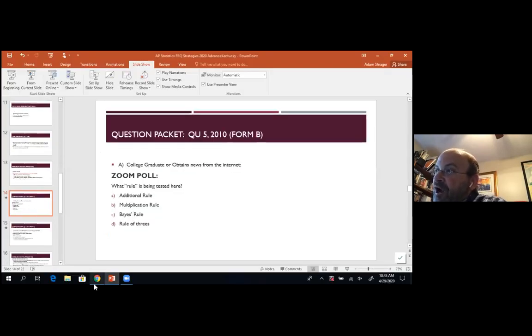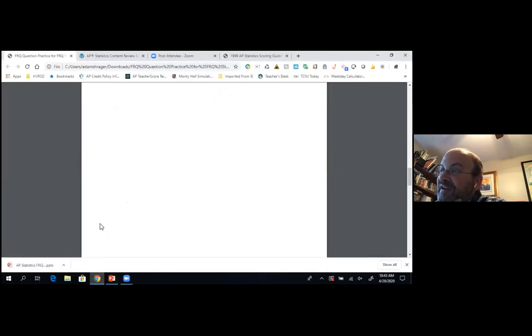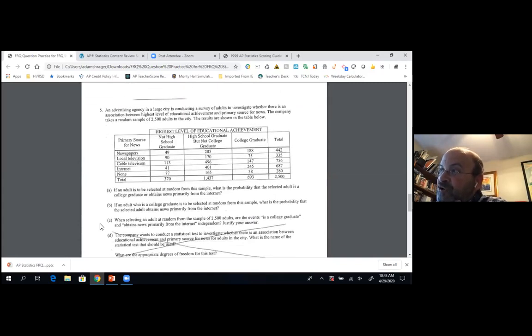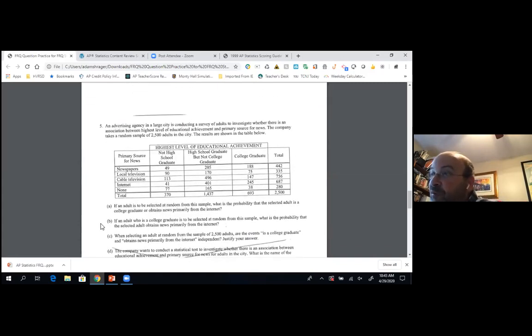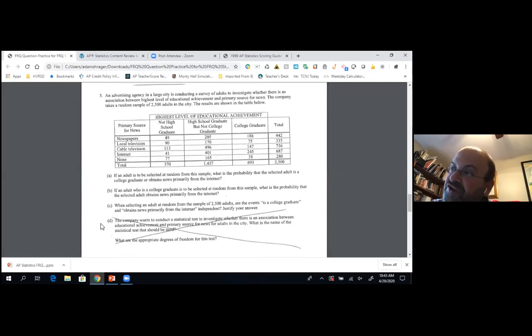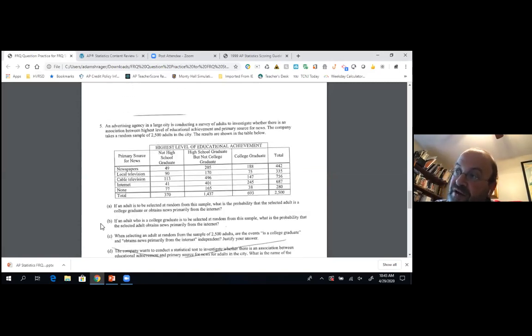Again, this is a question that you are maybe a little less likely to be familiar with. Not only is it 10 years old, but it comes from the B form. Now, you notice I have crossed out Part D here because Part D involves chi-square, so that's not relevant for this year. But let's look at this two-way table.